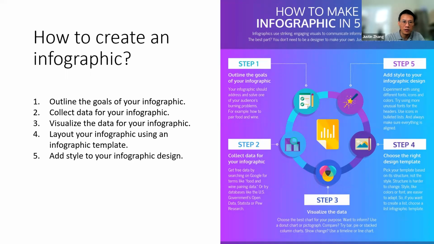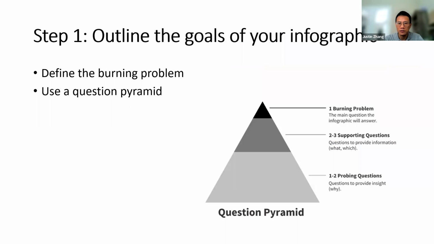So let's talk about how to create an infographic. Here is an infographic about how to create an infographic. You can see there are 5 steps. First is to outline the goals. Second, collect data. Number 3, visualize the data. Number 4, design the layout. Number 5, add styles. First one, outline the goals of your infographic.